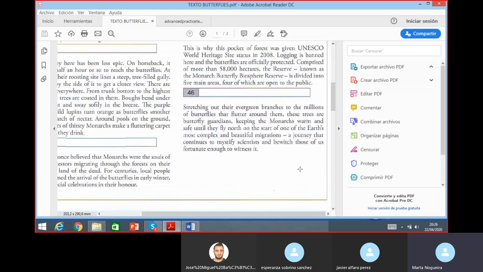To the millions of butterflies that flutter around them. Flutter, ya hemos dicho que era aletear. This word for me is difficult in Spanish. Aletear. These trees are butterfly guardians, keeping the monarchs warm. So here it is speaking about the trees, and safe until they fly north on the start of one of the Earth's most complex and beautiful migrations, a journey that continues to mystify. Mystify means mystify scientists, que desconcierta a los científicos. Entonces, mystify, desconcertar.